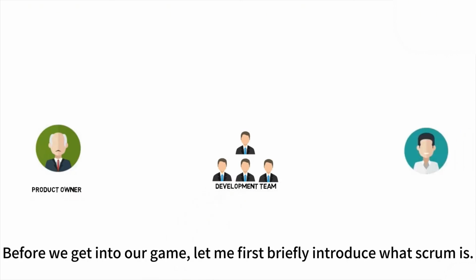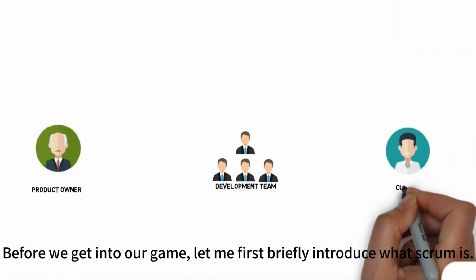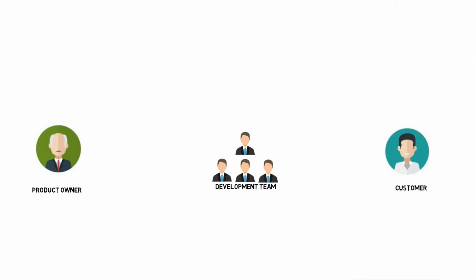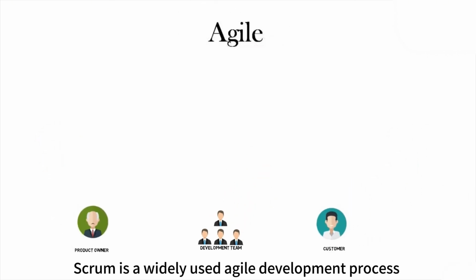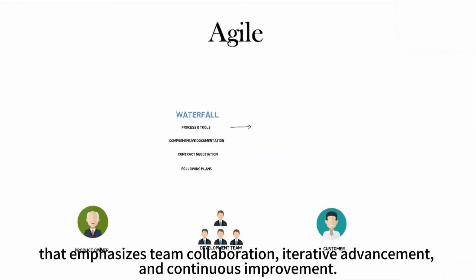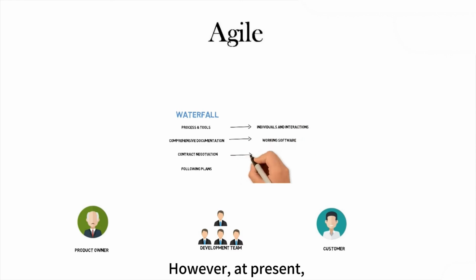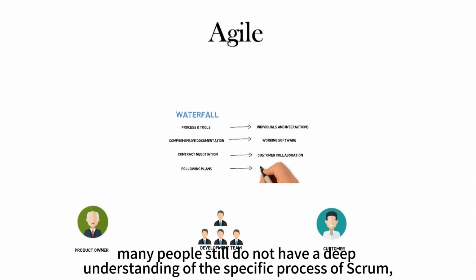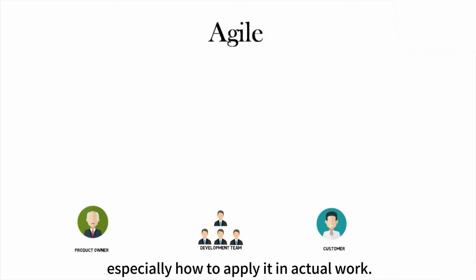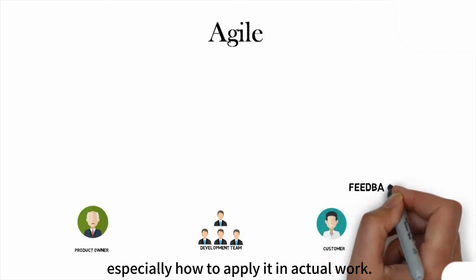Before we get into our game, let me first briefly introduce what Scrum is. Scrum is a widely used agile development process that emphasizes team collaboration, iterative advancement, and continuous improvement. However, at present, many people still do not have a deep understanding of the specific process of Scrum, especially how to apply it in actual work.